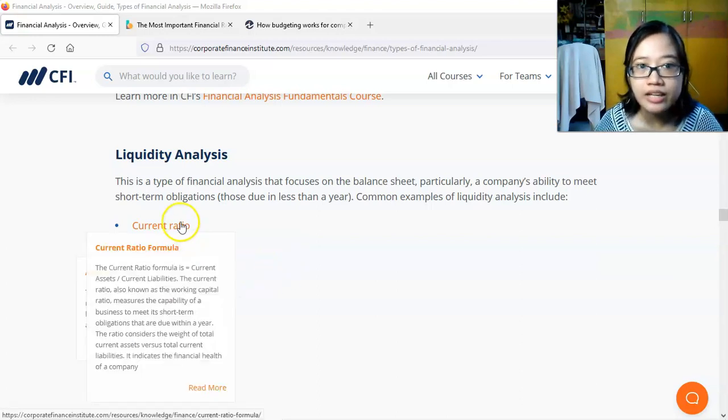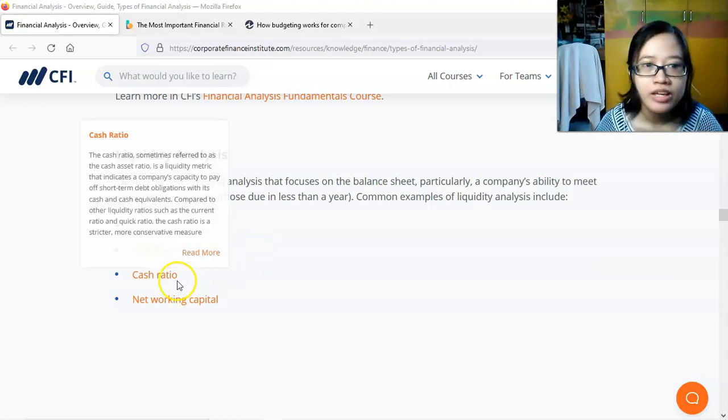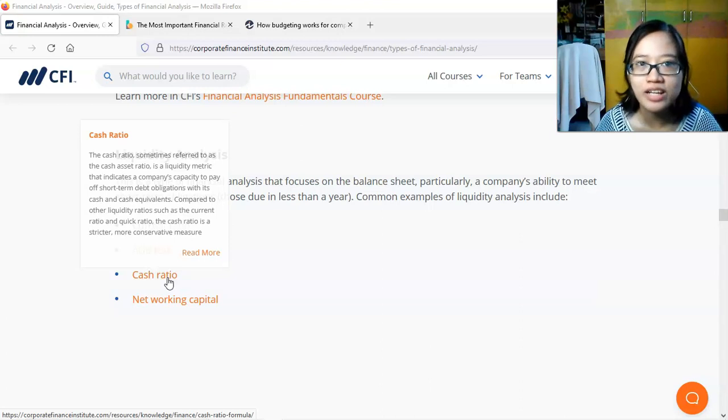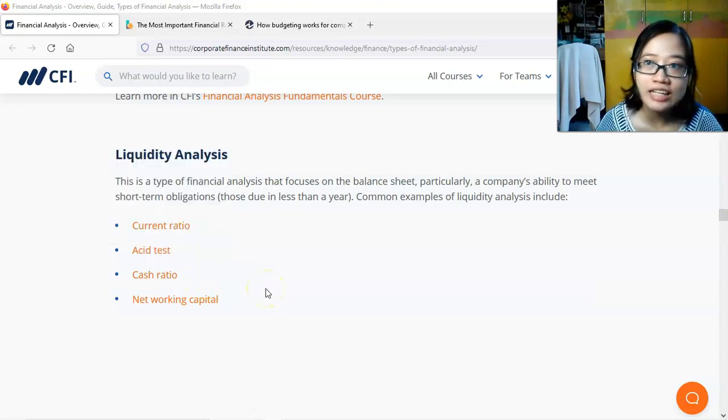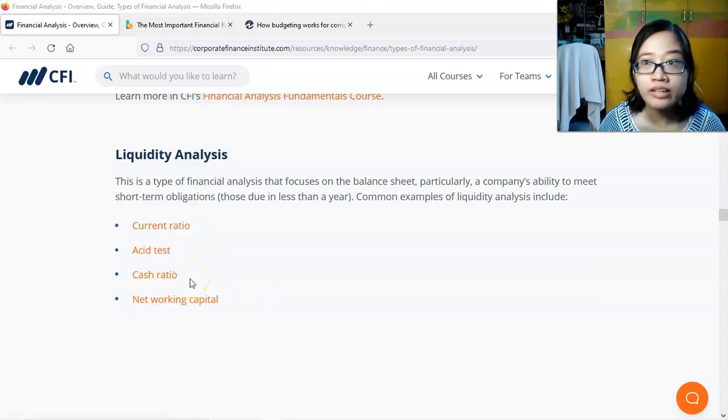And the fourth, kagaya ng current ratio, mas malaki, more than 1, much better. Okay? Yung cash ratio, mas matindi. Yung cash lang mismo ang ginagamit over current liabilities. Ibig sabihin, may sapat pa na cash ang company para bayaran yung current liabilities niya. Okay? So, if it's equal to 1 or more than 1, again, it's good.